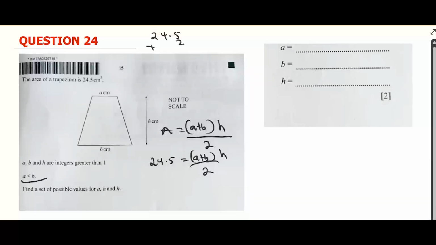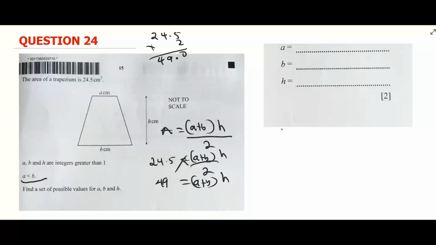24.5 times 2: 2 times 5, 10, you write 0, you keep 1. Then 2 times 4, 8 plus 1, that is 9. Then 2 times 2, 4. You have 1 decimal place in the question, so we're going to count 1 decimal place here. So if you cross multiply, 24.5 times 2 will be 49. Then it's equal to A plus B multiplied by H. Okay, so from here, what we notice is that if you add A to B and multiply it by H, you must get 49. So now this is our guide.